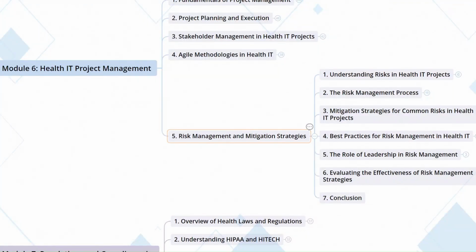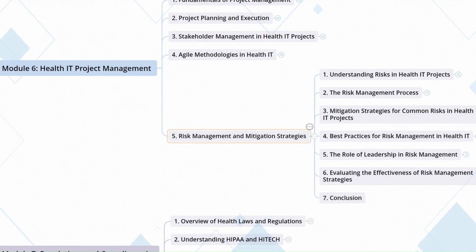Next module, risk management and mitigation strategies. Risk management is a critical aspect of project management in health information technology. It involves identifying, assessing, and mitigating risks that could potentially impact the success of health IT projects.